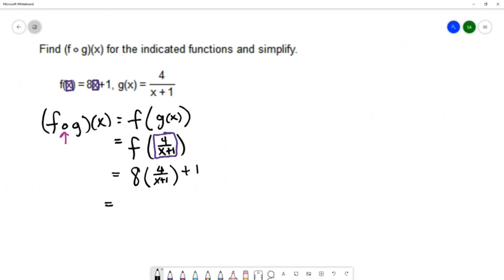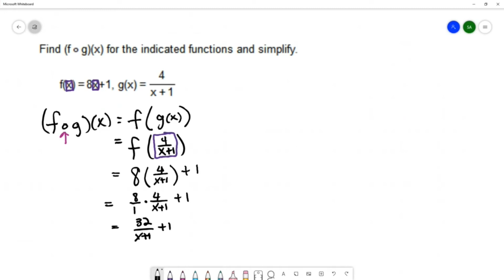And when we multiply here, we consider that 8 to be 8 over 1 times the fraction 4 over x plus 1. And we multiply those fractions together, and you multiply numerator times numerator and denominator times denominator. So this gives 32 over x plus 1 plus 1.